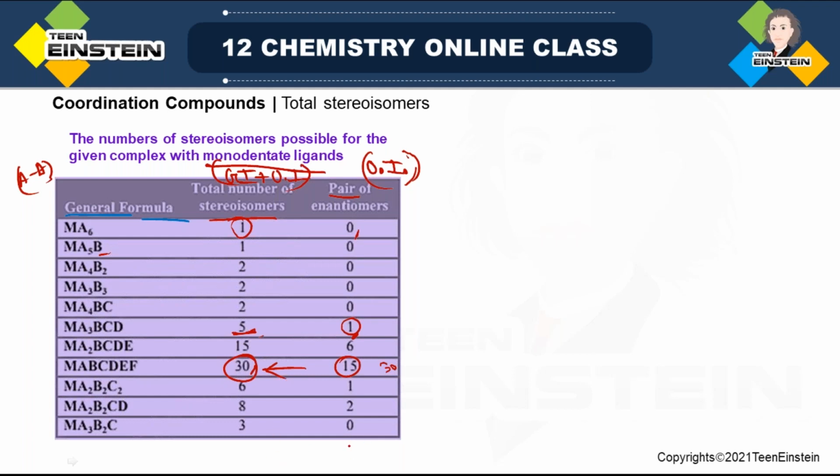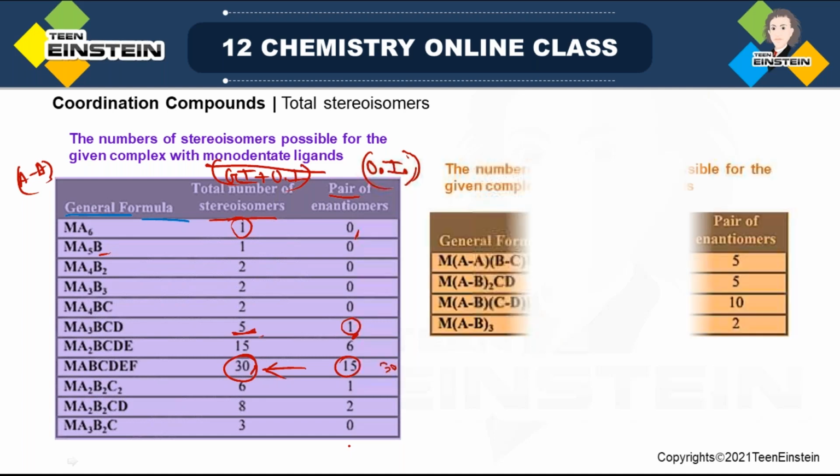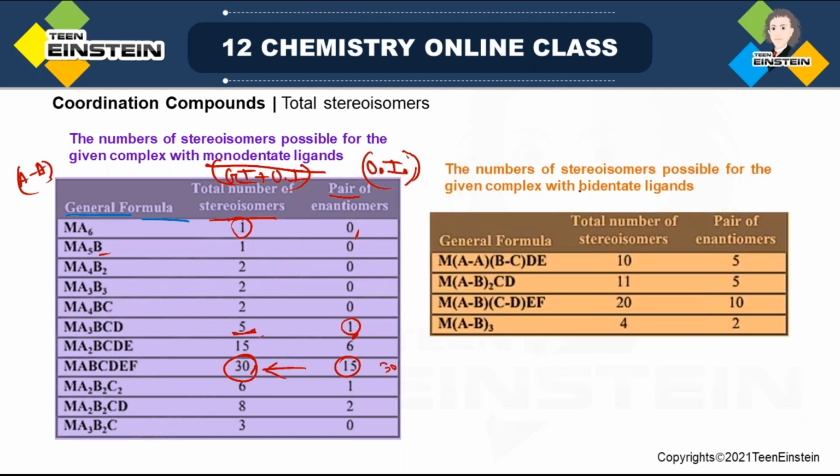Okay. Now this table is only for monodentate ligands, and the next table is for bidentate ligands only. So that is why you will see it is written like this within bracket. But it is not only bidentate ligands, some monodentate ligands are also present. Here, if you consider the first formula, this is a symmetrical bidentate ligand, this is an unsymmetrical bidentate ligand, D is monodentate, E is also monodentate. So under this condition, total stereoisomers 10 and pairs of enantiomers will be 5. Okay.